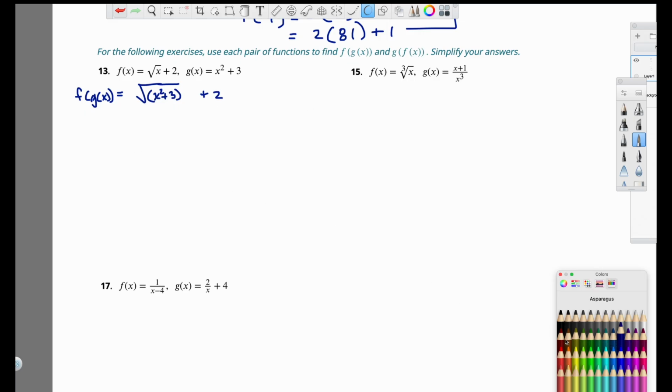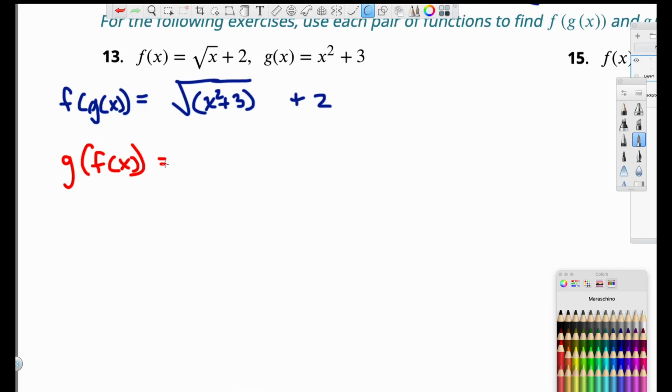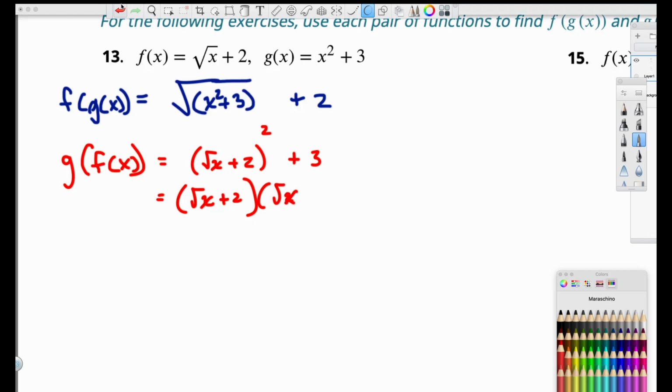Okay, and then let's do g of f of x. Zoom in here. So that means I've got my g of x function. All right, here's my g of x function. But I've got x here, and instead of writing x, I'm going to input my f of x function. Okay, this one we could square. So this is the same as saying square root of x plus 2 times the square root of x plus 2.